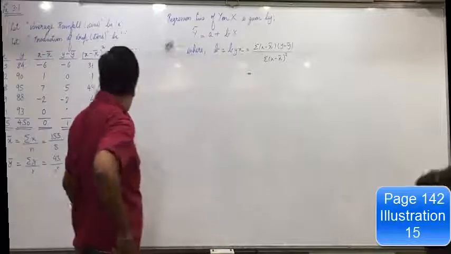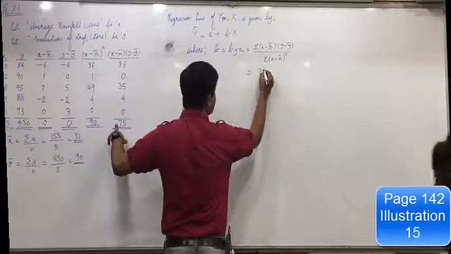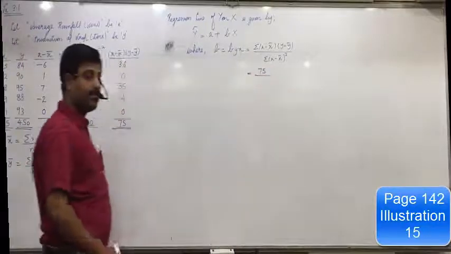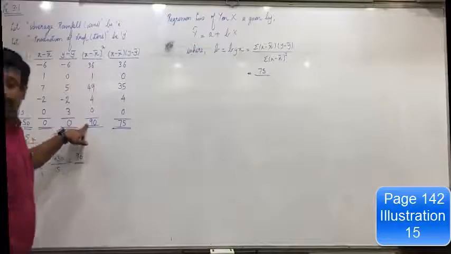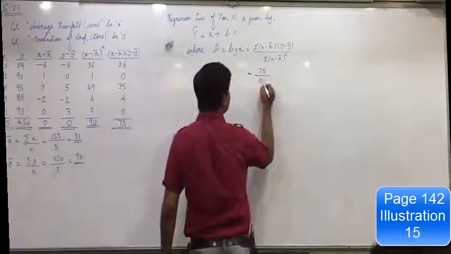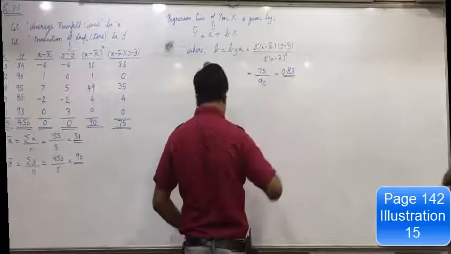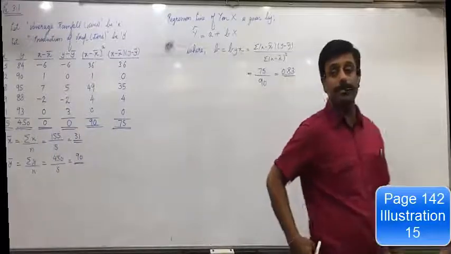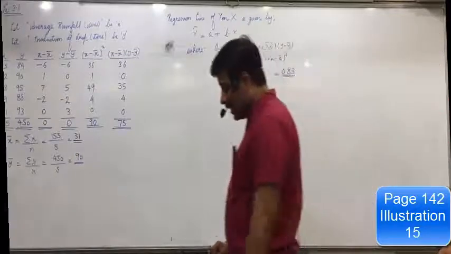Now, application of this formula, Rushil. 75 is X minus X bar into Y minus Y bar, all of you can see that, divided by 90. And sigma X minus X bar whole square, all of you can see, is 90. So it is 0.83. Raise your hand. What does 0.83 indicate?